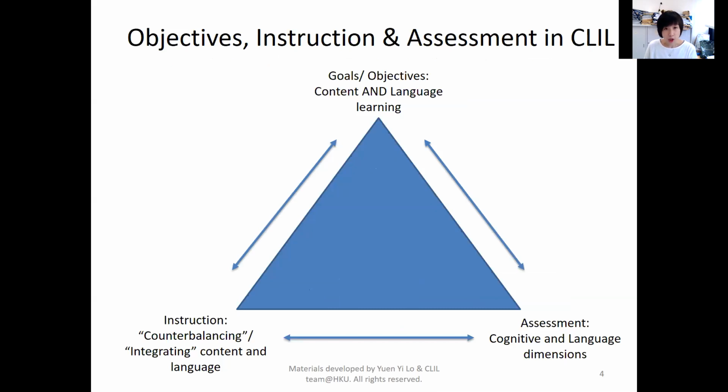When the alignment of objectives, instruction, and assessment is applied to CLIL, it becomes a bit more complicated. For the learning objectives, teachers need to pay attention to both content and language learning objectives. For instruction, teachers need to integrate or counterbalance content and language teaching so as to help students to achieve the dual goal. When assessing students, teachers also need to pay attention to the content, cognitive, and language dimensions. But many teachers may not be aware of these.